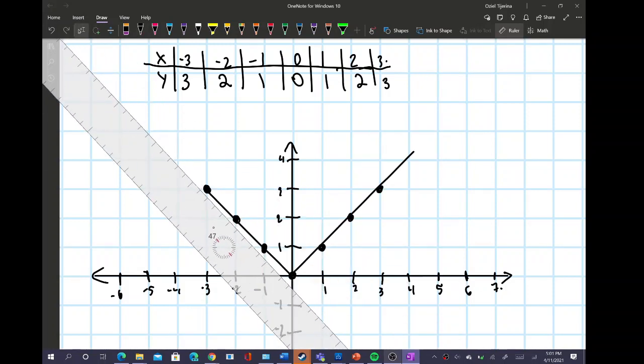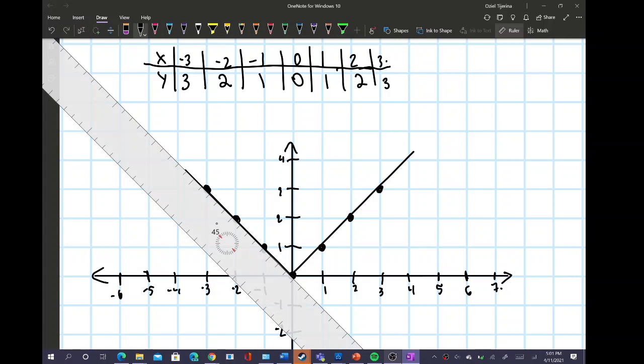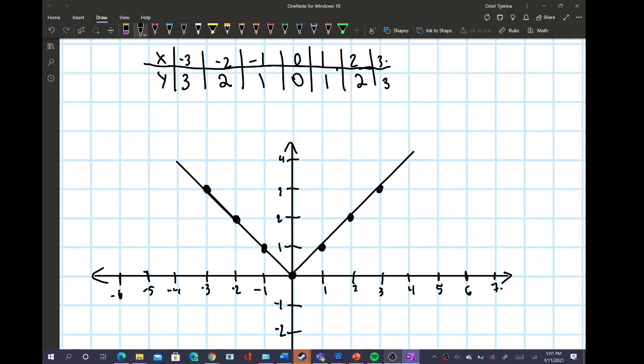And let me just make sure that it's okay. And this would be your absolute value function. So basically, this is y equals the absolute value of x. This is a parent function, okay? This is what we call the parent function for the absolute value function.